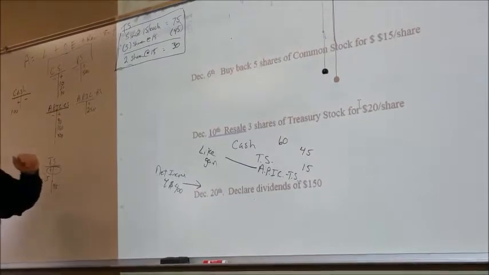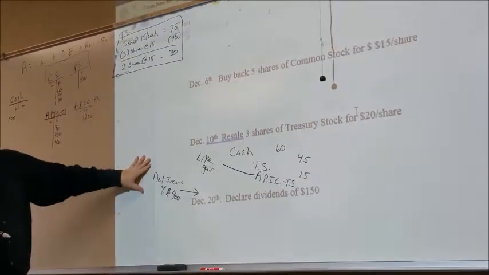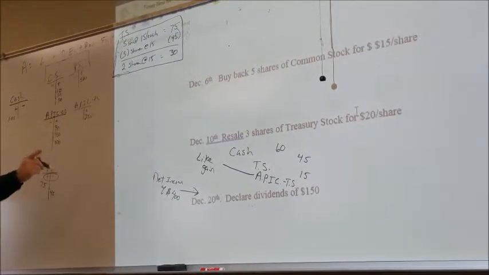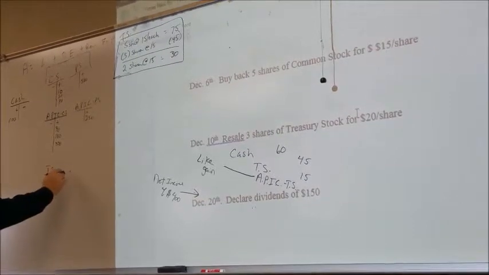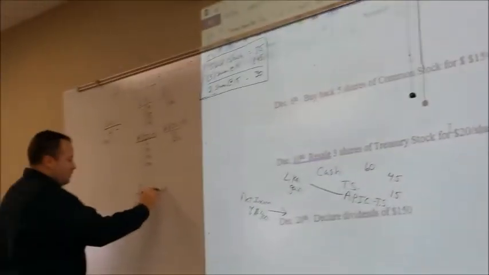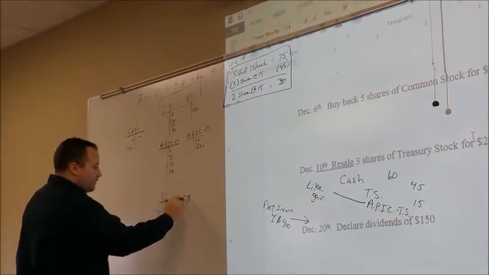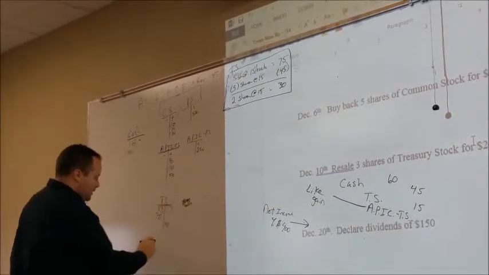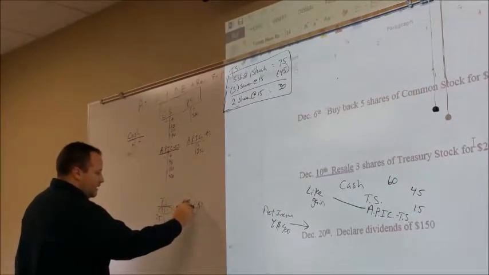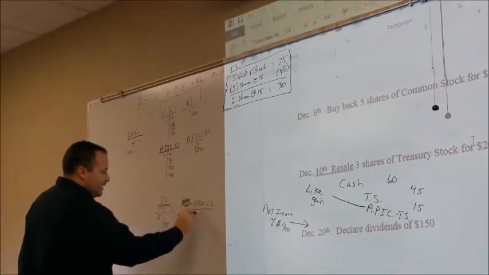Is the additional paid-in capital for the treasury stock a contra account? No, good. I forgot to put that up here. Additional paid in capital is a regular account. Additional paid in capital treasury stock is regular.